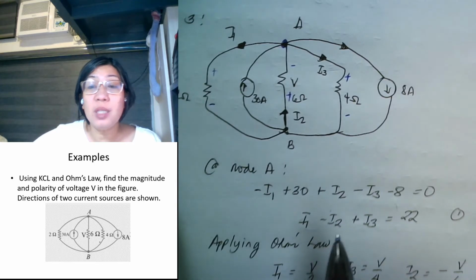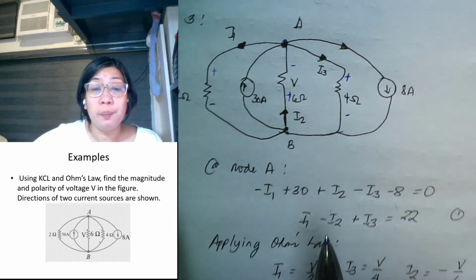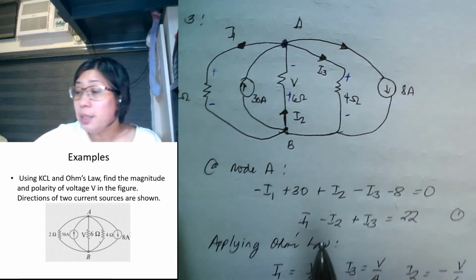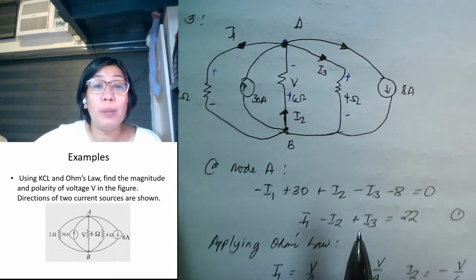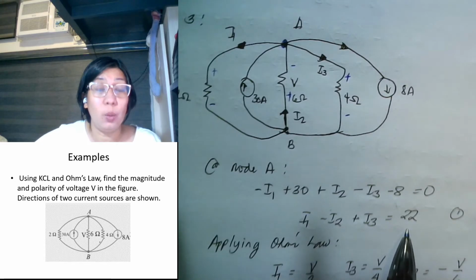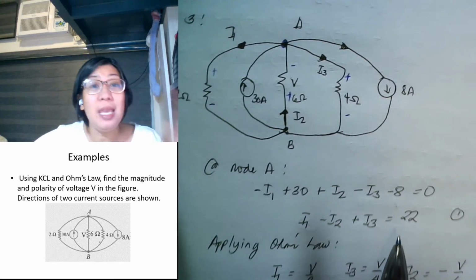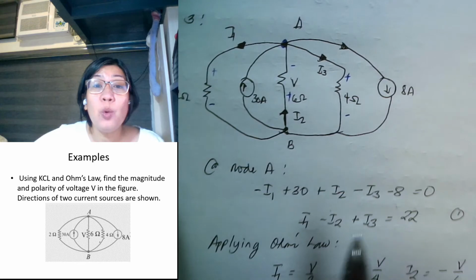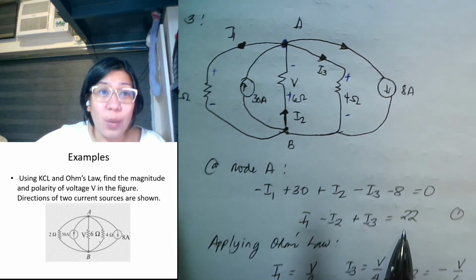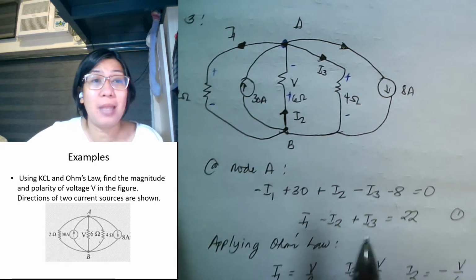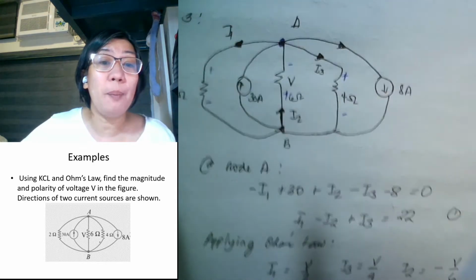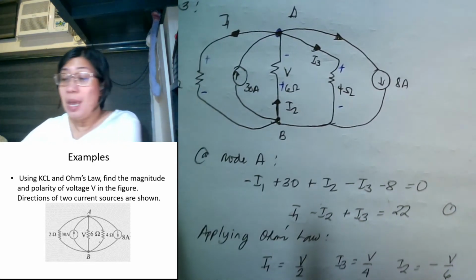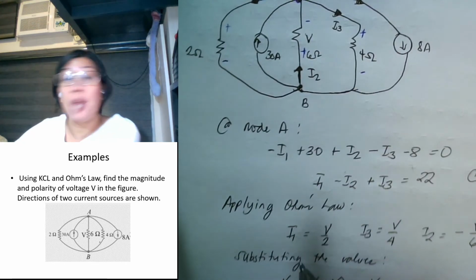So, this is now my equation. So, rearranging, I have I1 minus I2 plus I3 is equal to 22. However, I have 3 unknowns and I only have one equation. So, I cannot really solve for I1, I2, and I3 yet. This is the time that I will be applying Ohm's law. Okay, so how will I solve for I1?